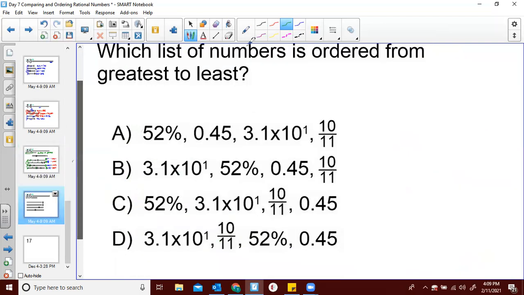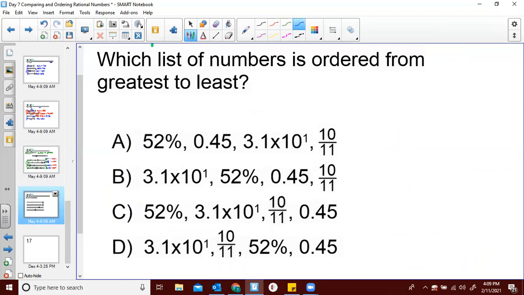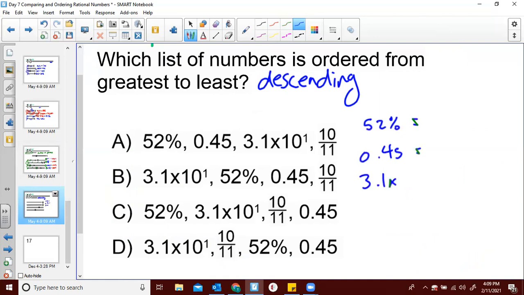All right, last but not least, we're going from greatest to least, which is descending. And I'm going to write my numbers out. I have 52%. I have 0.45. I have 3.1 times 10 to the 1. And I have 10 over 11. Well, lucky me, 52% is already done. I'm just going to double dip this decimal here and get 45%. Let's see, 10 to the 1 just moves this guy over once, but I still have to double dip for me to get it to a percent.